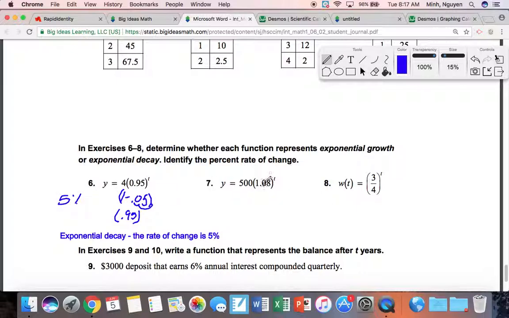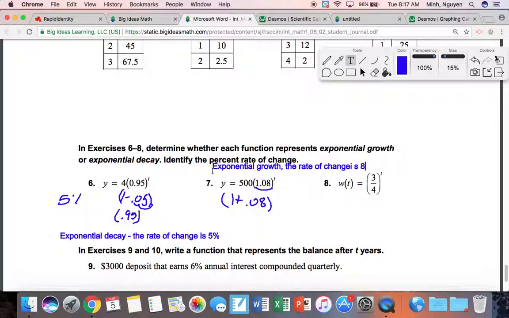Starting off at 1, how do I get 1.08? I have to add. How much do I have to add by? 0.08. Right, so this is growth. It should be obvious, greater than 1, or greater than 100%. Exponential growth, the rate of change is 8%.